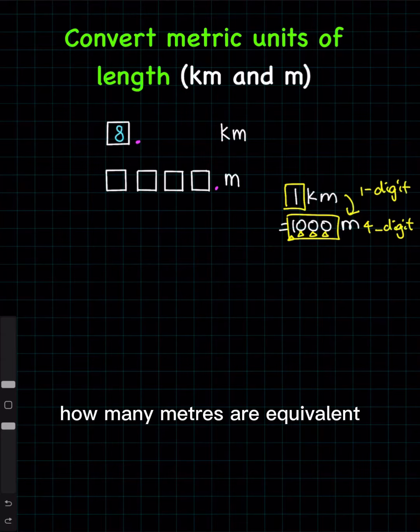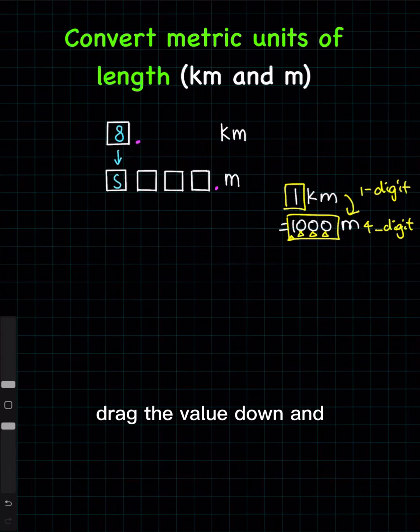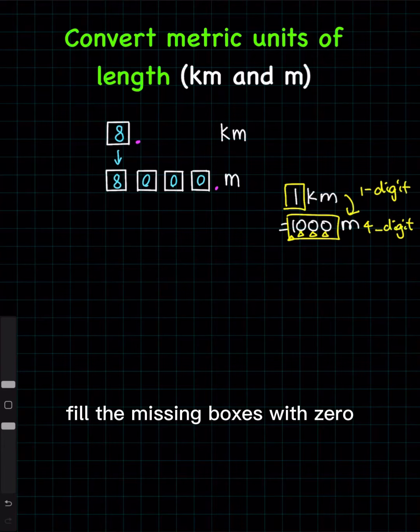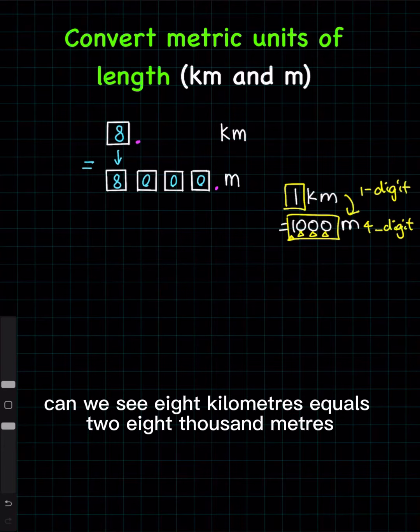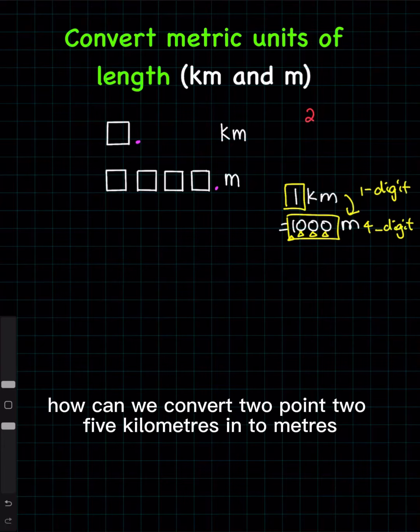How many meters are equivalent to 8 kilometers? The first thing we do is drag the value down and fill the missing boxes with 0. Can we see? 8 kilometers equals 8,000 meters. Now let's try something different. How can we convert 2.25 kilometers into meters?